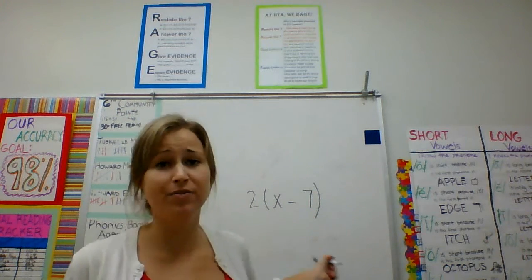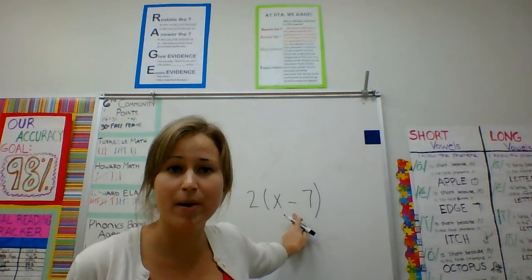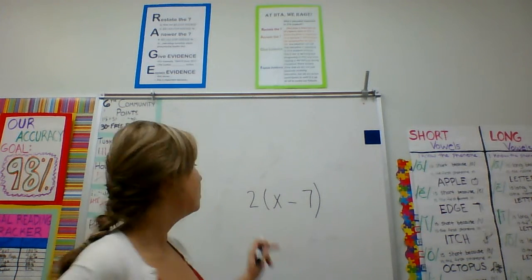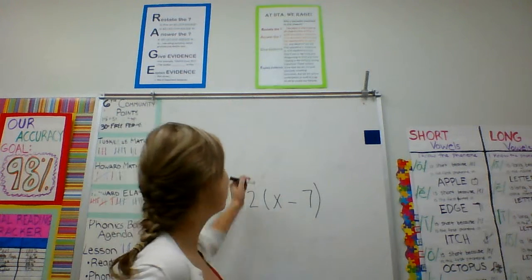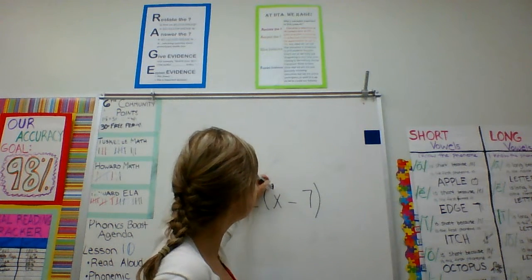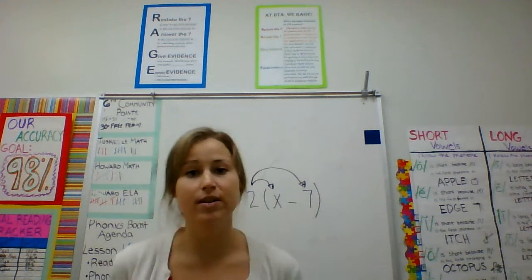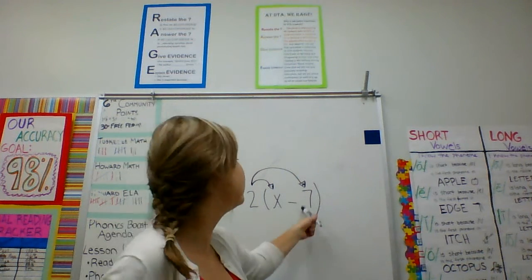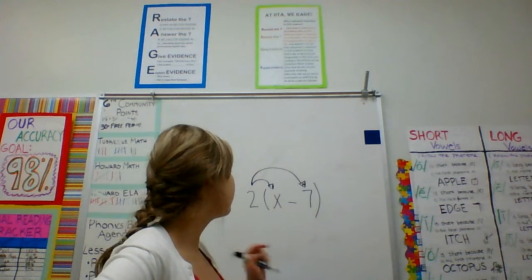Now, this problem is different than the other two just because we have a negative sign in front of our 7 instead of a positive sign, instead of addition. First thing I'm going to do, I'm going to draw my arrow so I know where I'm distributing. 2 to x and 2 to negative 7. That subtraction sign means that my 7 is negative. So let me simplify this first term.